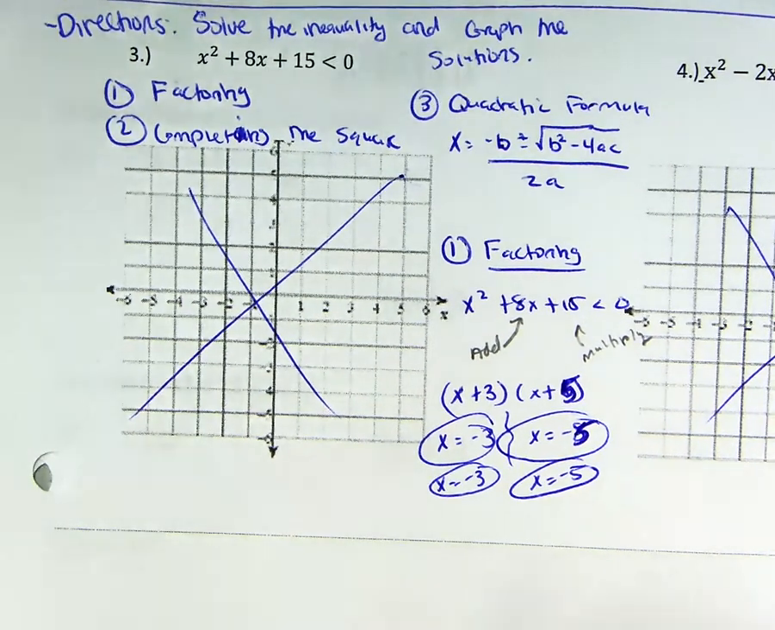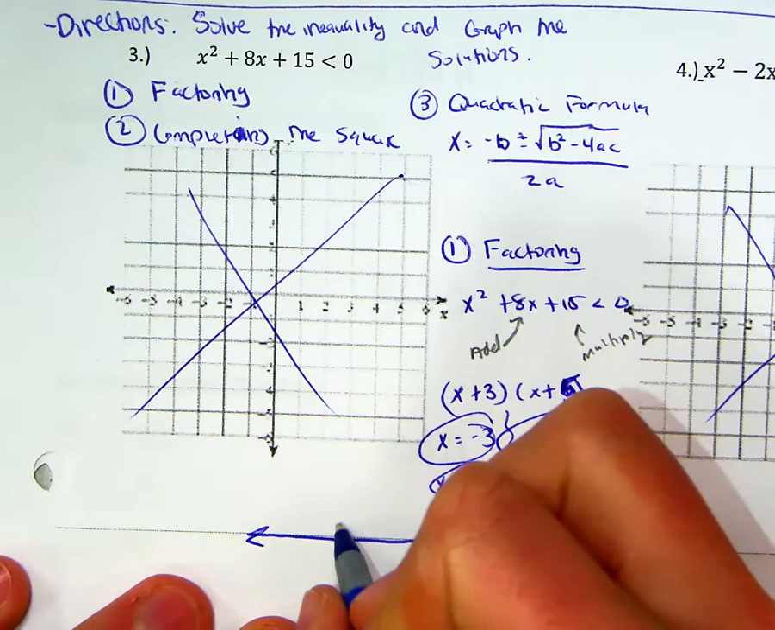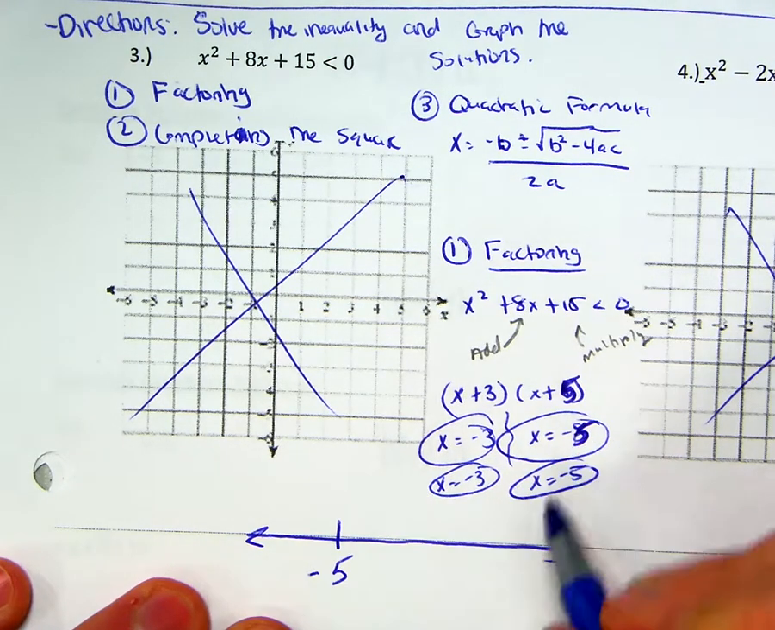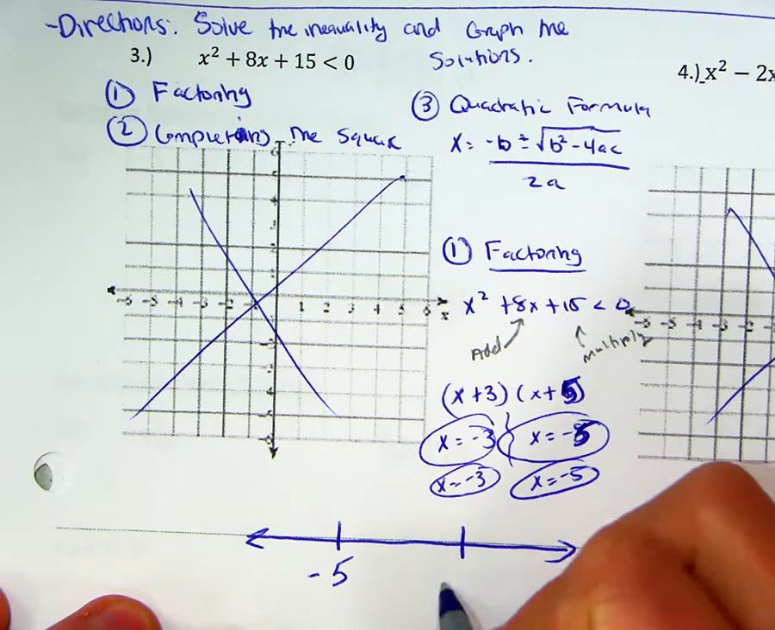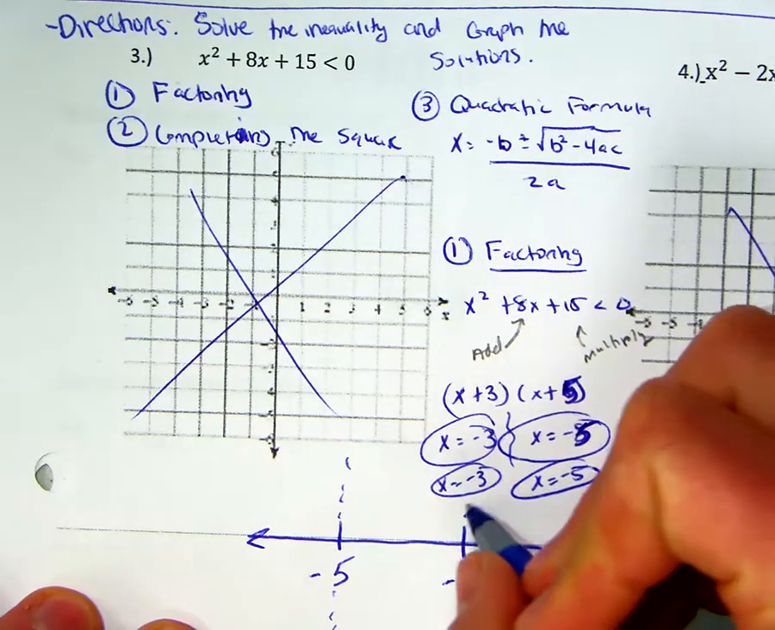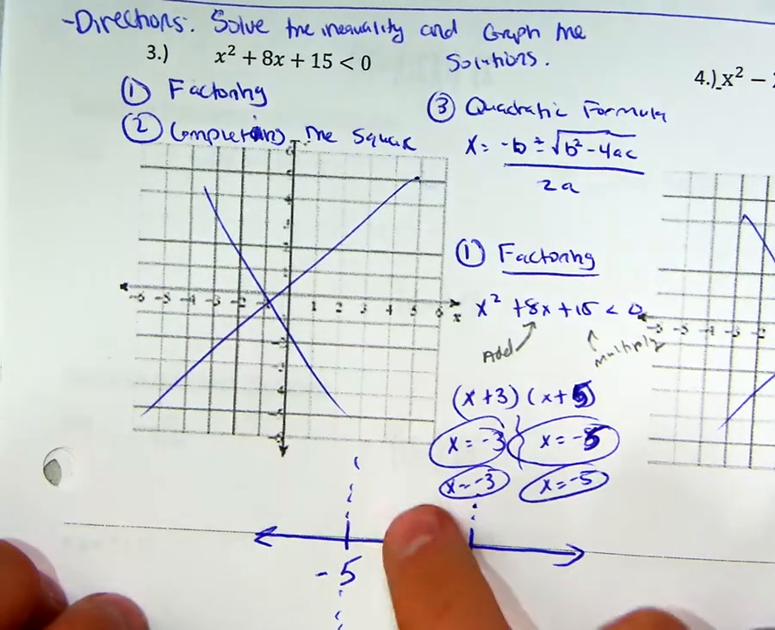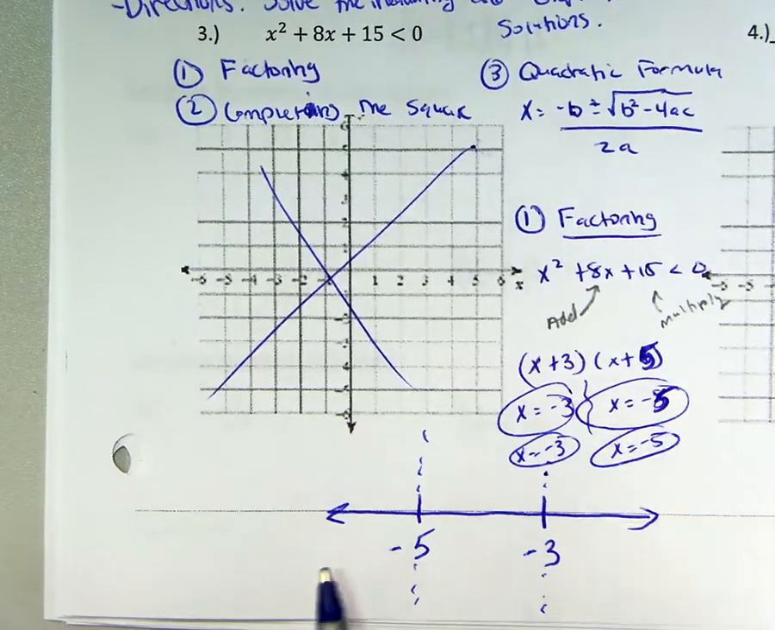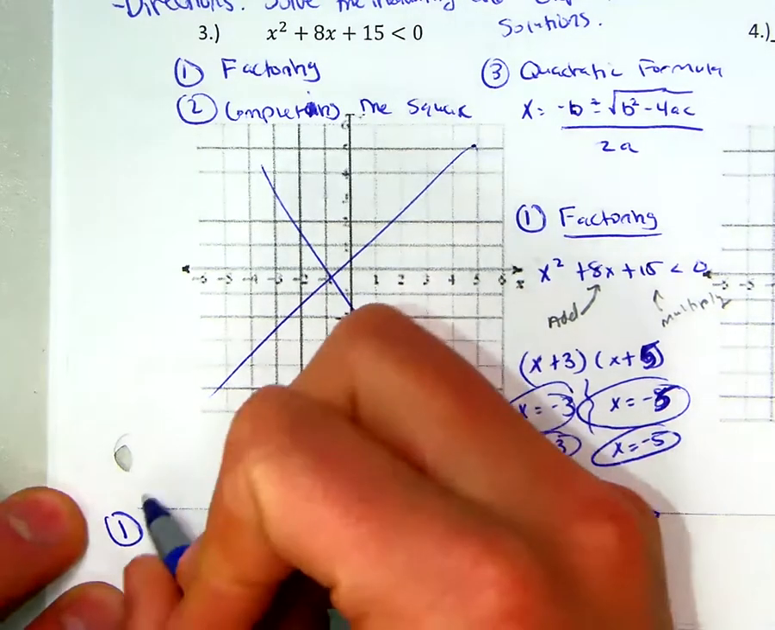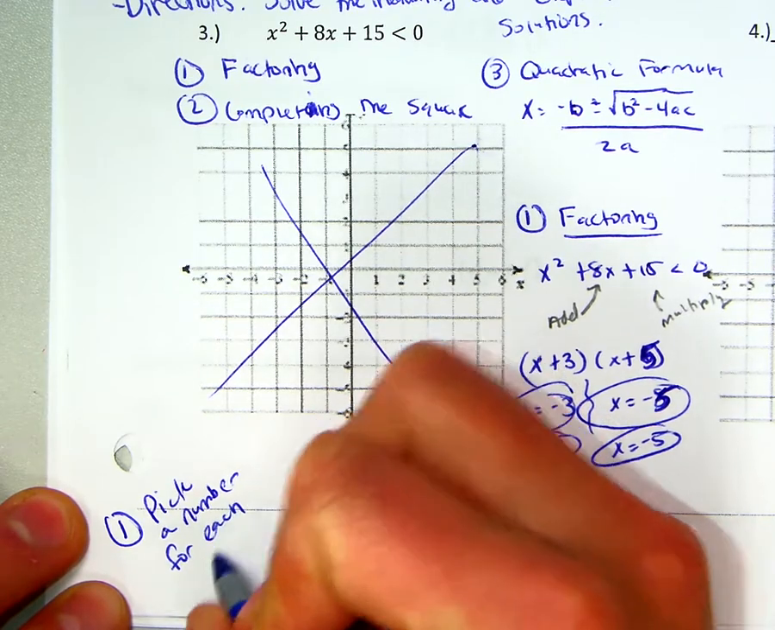So what you need to do there, create your number line, put down where the smaller of the two is on the left, the larger of the two is on the right. Negative 5 is less than negative 3. And then from here, you have regions. Where are the solutions? Are the solutions on the outsides or are they on the inside? So what you have to do is pick a number for each region.